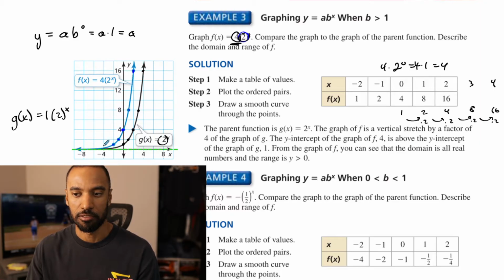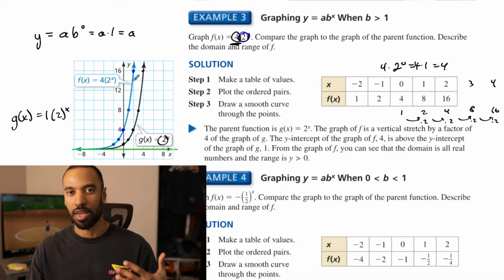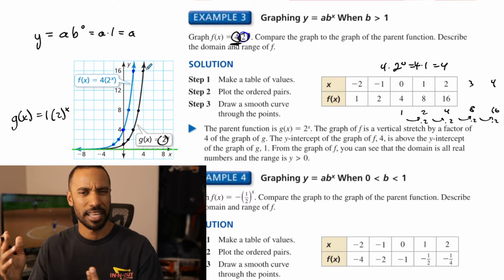That's what makes this thing a vertical stretch, right? This is 4 times larger at every y value compared to the others. This was 1, this is 4, 4 times bigger. This was 2, this is 8, 4 times bigger. This was 4, this is 16, 4 times bigger. So it's vertically stretched by a factor of 4. Not that I tend to look at it that way.